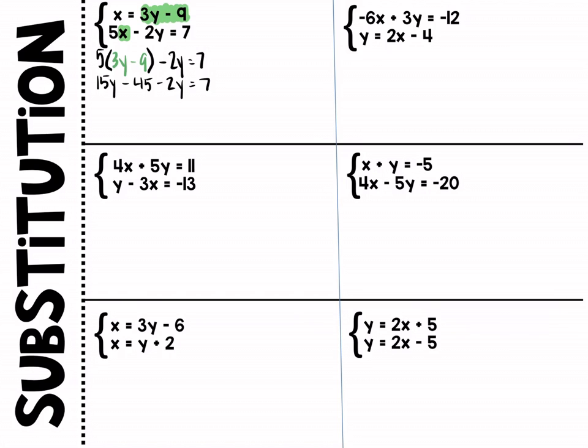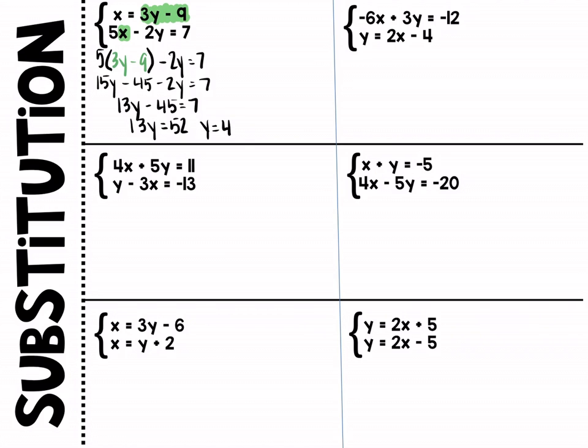So then we're going to combine like terms. So 15y minus 2y is 13y minus 45 equals 7. So then we're going to add 45 to both sides. So then 13y equals 52. And then when we divide by 13, we get y equals 4. Okay? So that's the first part.